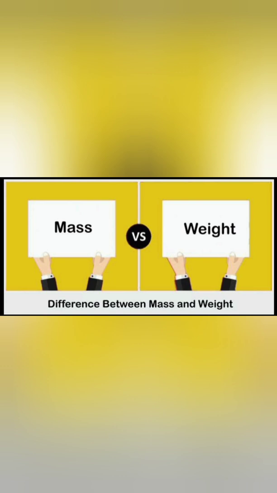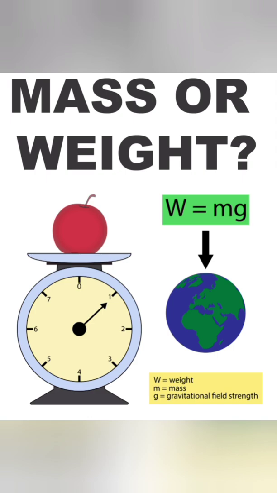Now let us learn about another important topic, that is weight. How weight is related to mass. We have learned that matter has mass and occupies space. The mass of an object is the amount of matter contained in it. The SI unit of mass is kilogram.